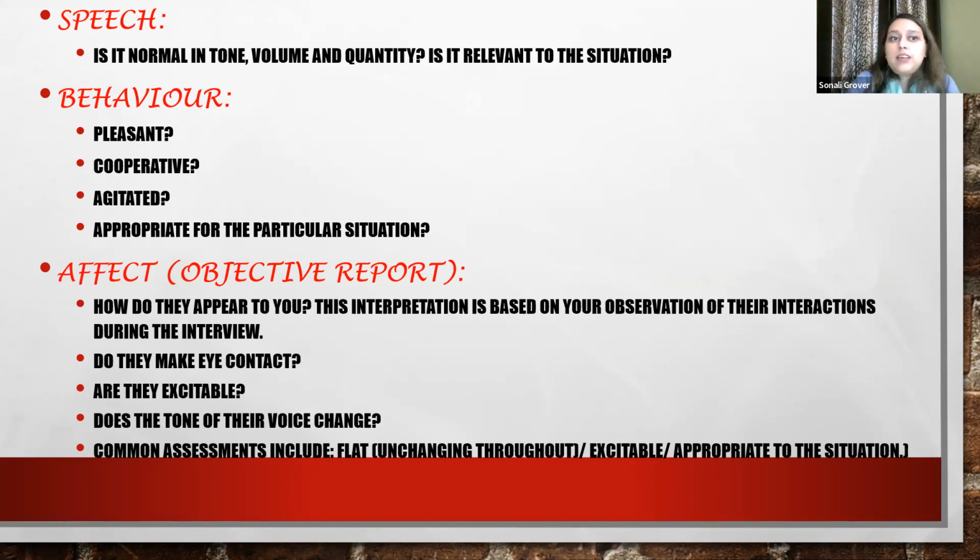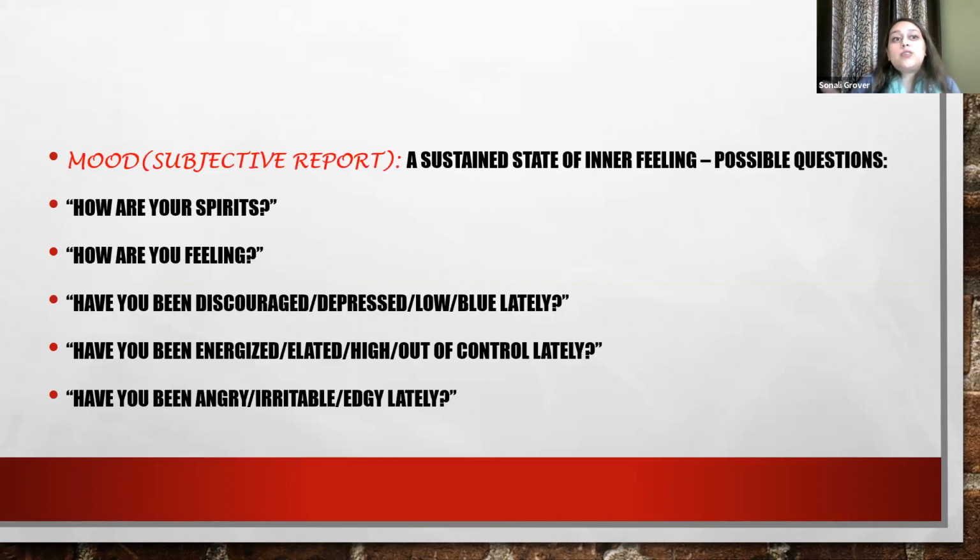How is their affect? How do they appear to you? This interpretation is based on the observation during the interview. Do they make eye contact or not? Are they excitable? Does the tone of their voice change? You will notice that whatever the client is very confident in, they will speak up in a raised voice. Wherever they feel that they are maybe lying to you, or there is some dicey area in them, they will just go down. So their tone of voice can also tell you a lot about it. So this is also very essential.